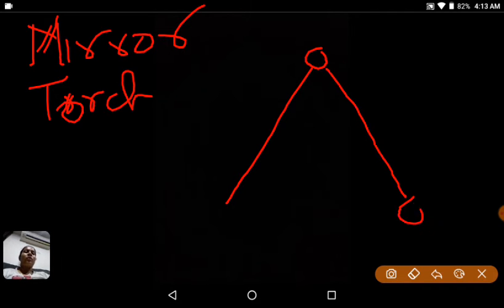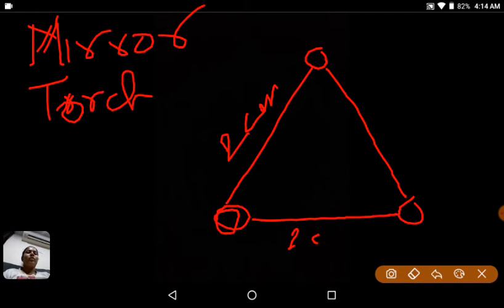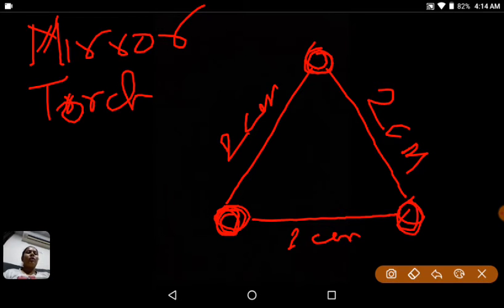You have got a mirror. So what you will do, you will mark 3 points like this on the ground, each distance 2 centimeter from each other. This point is 2 centimeter away from this point, and that point is 2 centimeter away from this point, and this point is 2 centimeter away from this point. So we will mark like this, and you will put a mirror here, with the reflecting surface facing this side, inside the triangle.